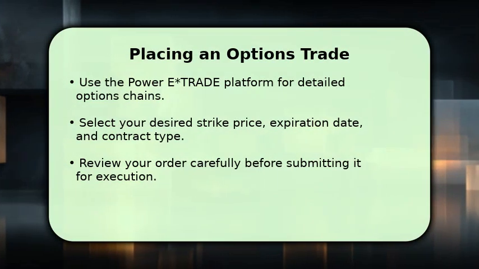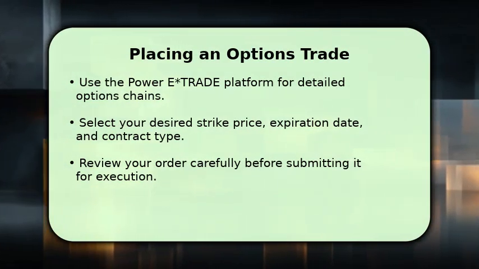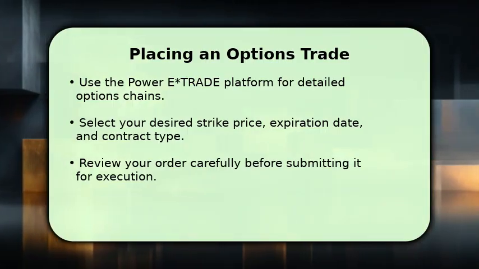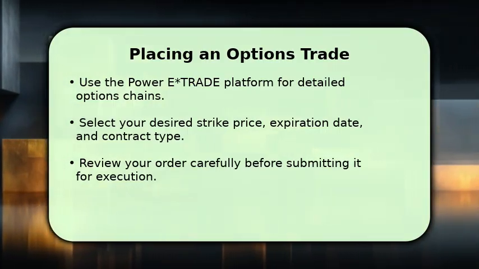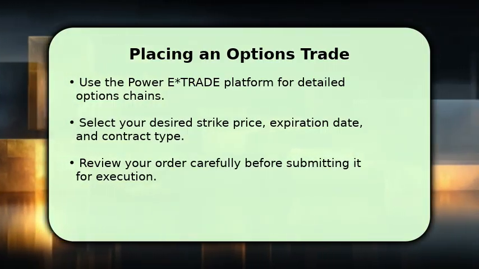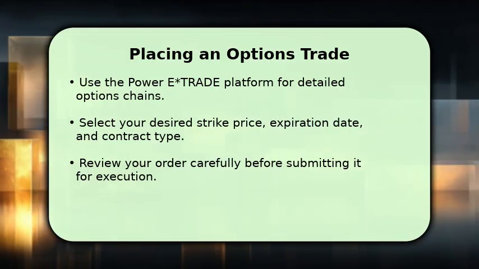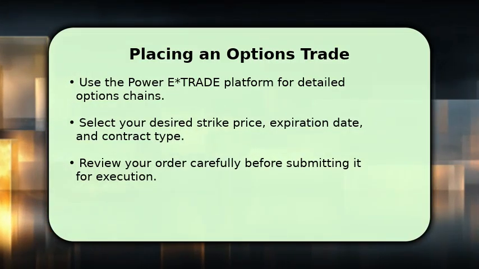Once approved, log into the Power Etrade platform to place your options trades. Search for the underlying stock symbol, then click on the Options Chain tab. Here, you'll see various strike prices and expiration dates for both call and put options.